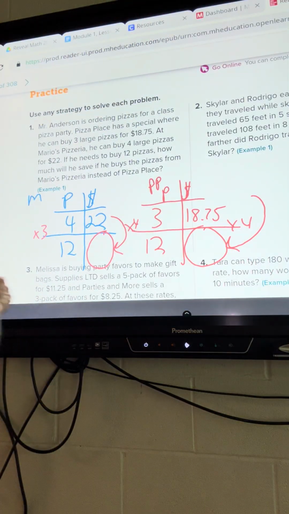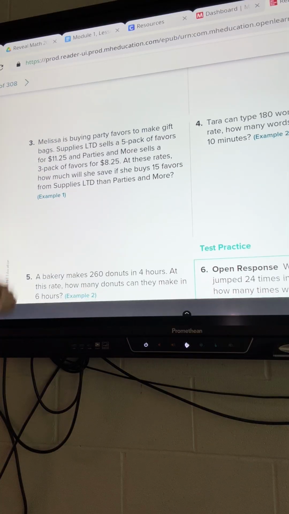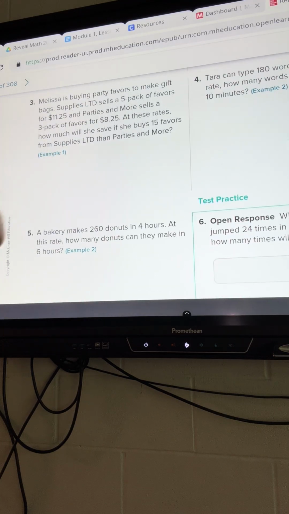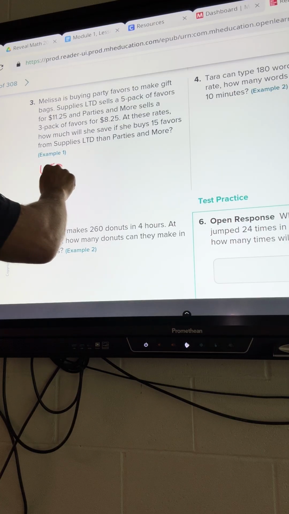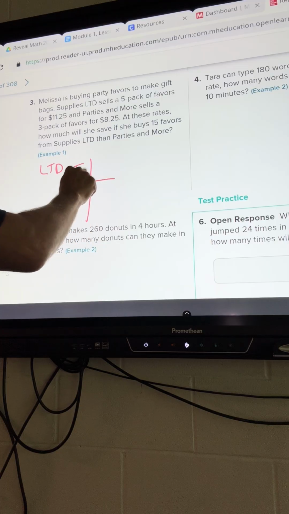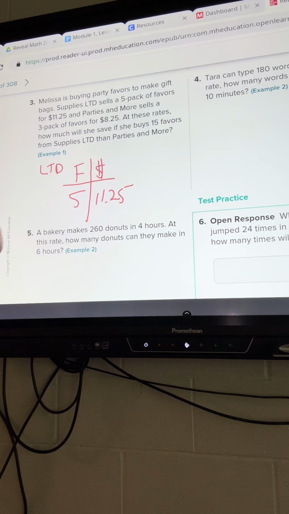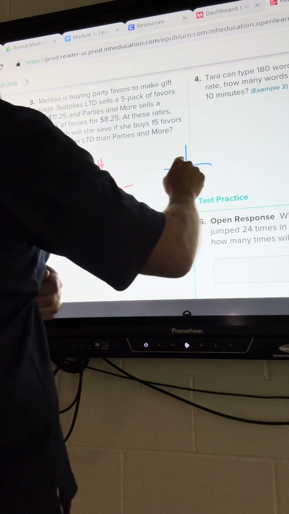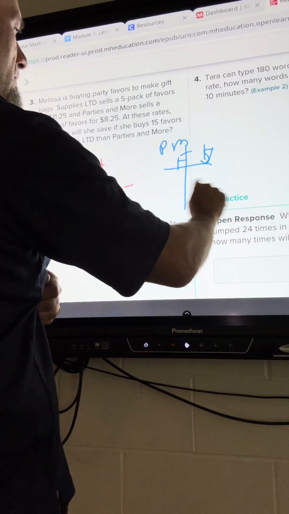All right, the next one, number 3. Melissa is buying party favors to make gift bags. Supplies Ltd sells a 5-pack of favors for $11.25. So we're going to make a table for Ltd, and that's favors and money. So 5-pack costs $11.25, and for Parties and More, it's a 3-pack of favors for $8.25.